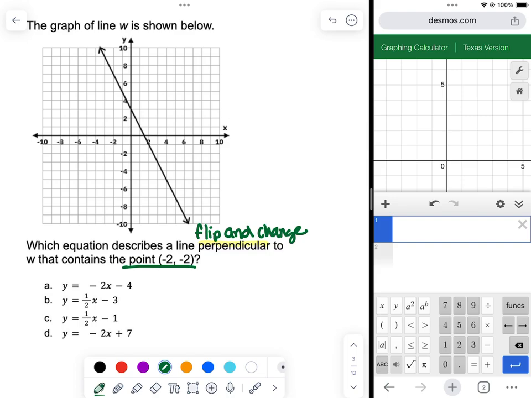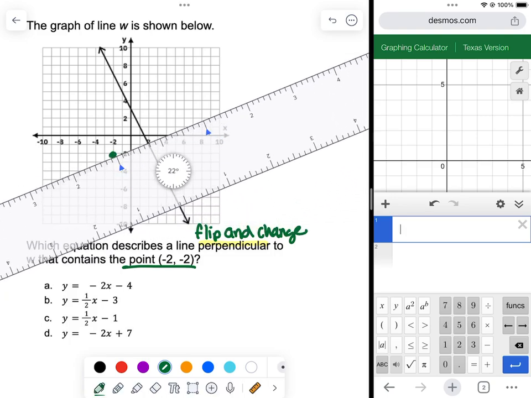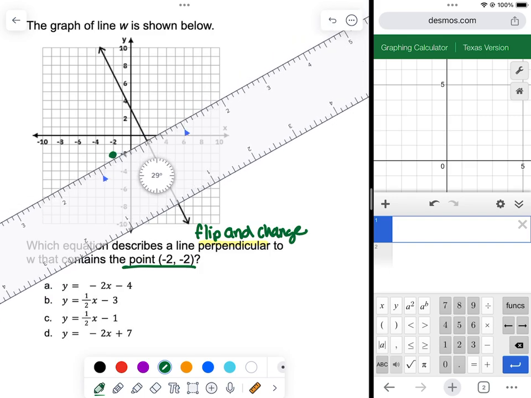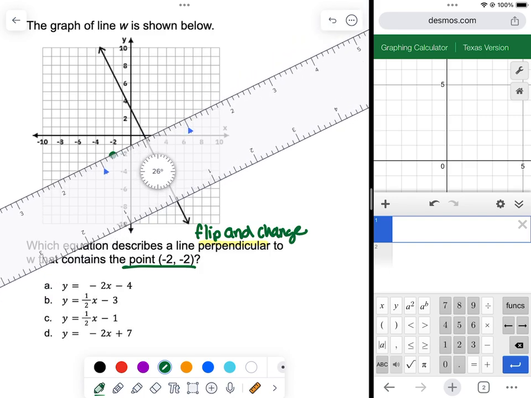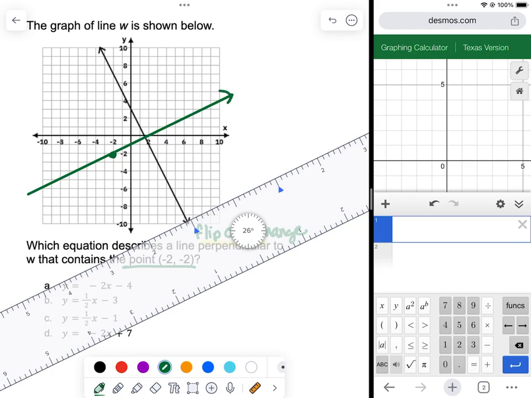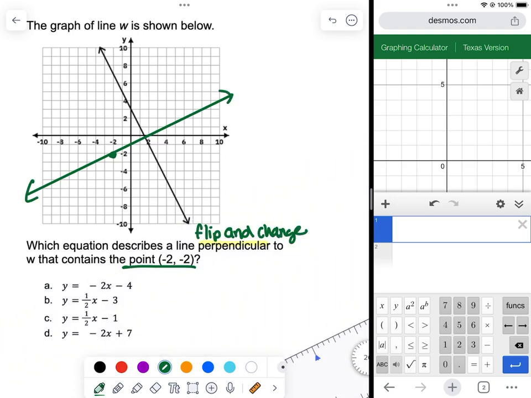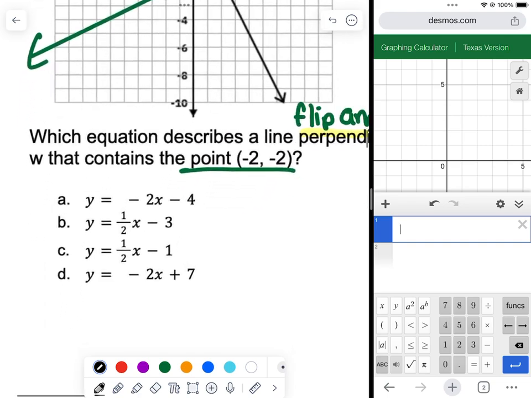So what I see something about right here is if I go plot -2, -2, what I'm looking for is a line that is doing something like this. I'm just going to go ahead and draw a quick sketch. So when I have a perpendicular slope, I notice that it's going to change signs. This should be a positive slope, positive slope. So I'm going to look at all my answers, and if I look, here's my slope, here's my slope, here's my slope, here's my slope.